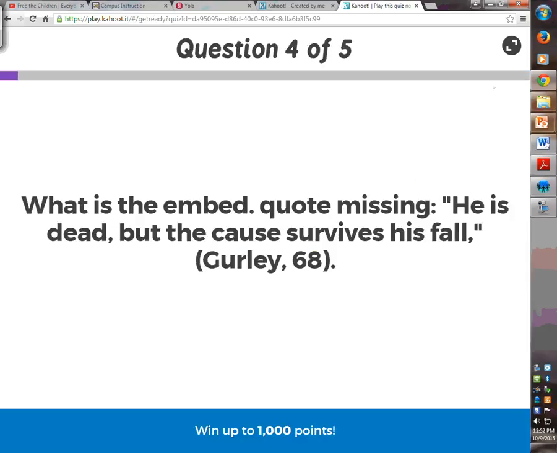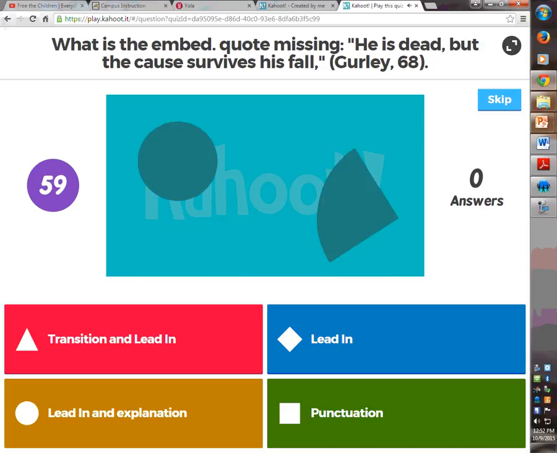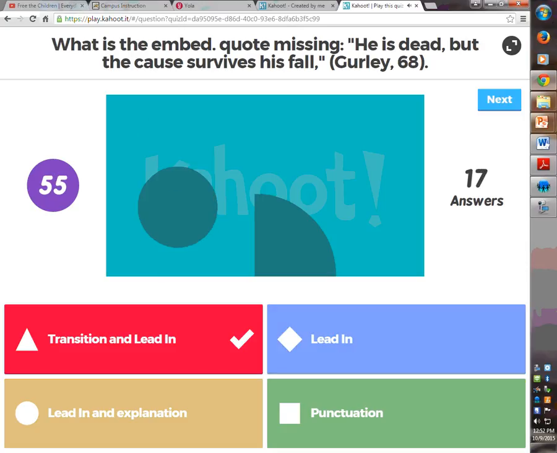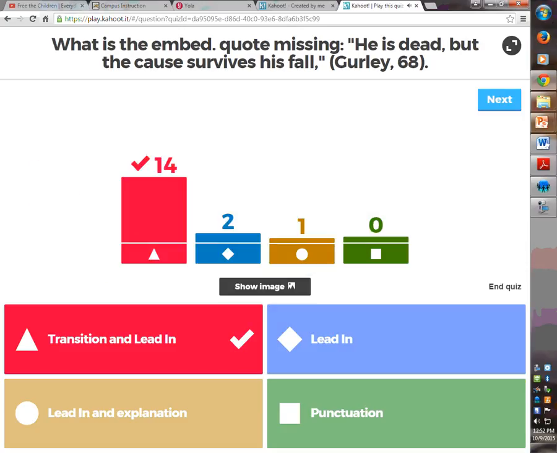All right, question 4. What is the embedded quote missing? He's dead, but the cause survives his fall, by Grade 68. Is it red, transition lead-in? Yellow, lead-in explanation? Blue, lead-in? Green, punctuation? What happened? Okay, not too bad. So what's actually in this embedded quote? What was provided? What did we have? Jackie? Quote and citation. Good. This was the quote and the citation, but it was missing all the other components. All right. 5th and final question.